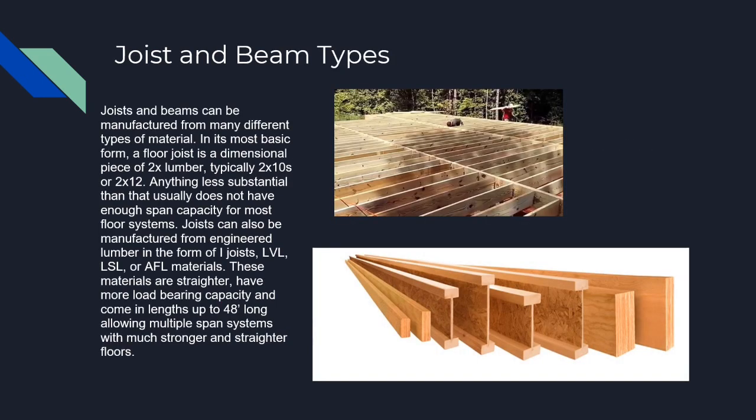Now let's discuss joist and beam types. Joists and beams can be manufactured from many different types of material. In its most basic form, a floor joist is a dimensional piece of 2x lumber, typically 2x10s or 2x12.